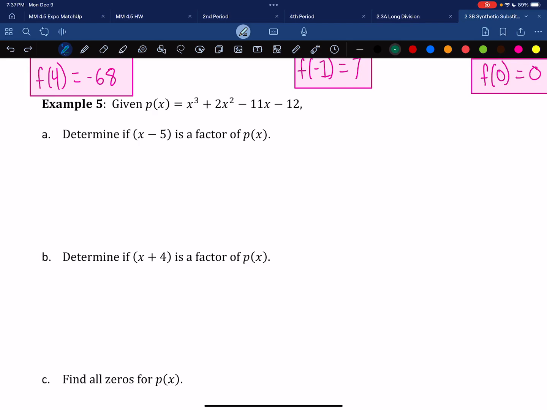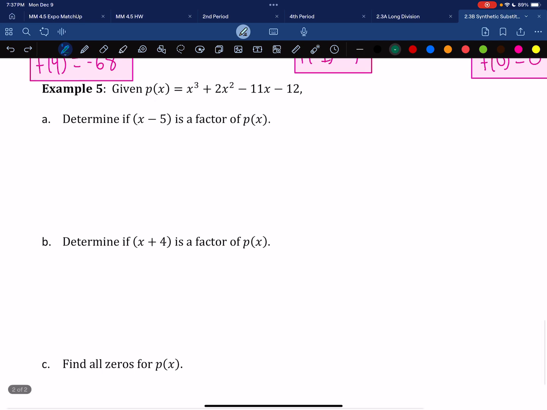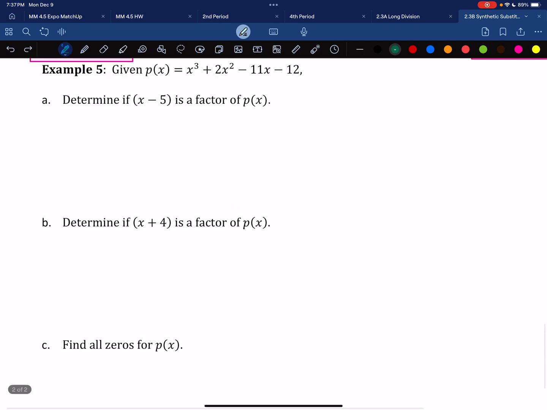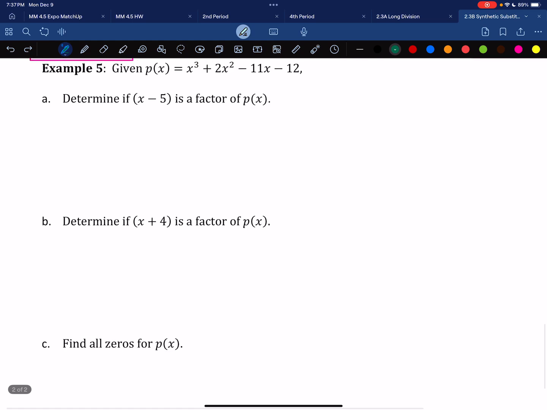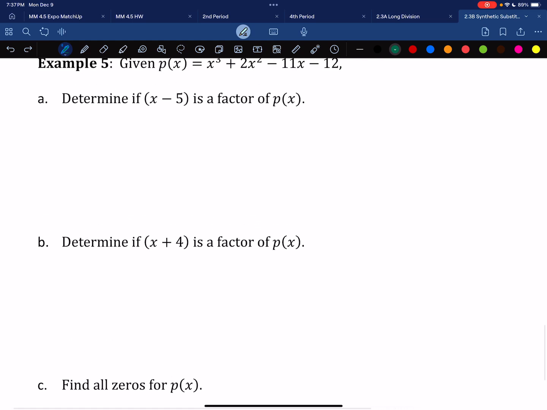Okay, so we're going to look at example 5A and example 5C. So we're going to look at A and C. These are the last ones on these notes, and those are the last ones I'm going to walk you through.